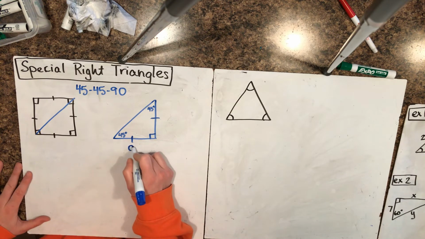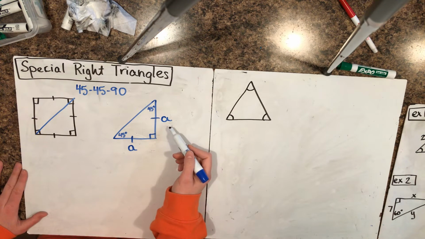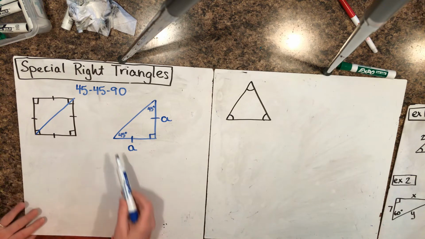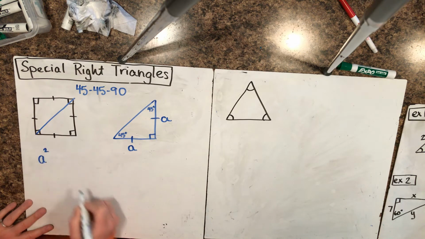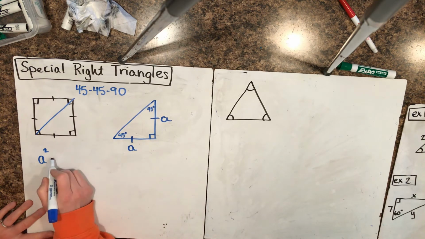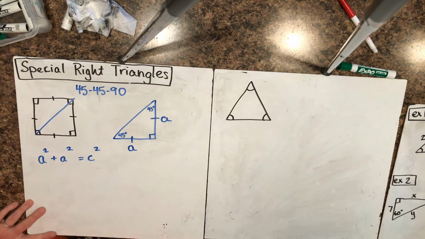Okay, and again, we said we know that these two sides are the same. I'm actually going to call them A and A. You can call them anything you want. But I want to know, what is this third side? Okay, well, it's a right triangle, so I can use the Pythagorean theorem. Usually I'd say a squared plus b squared equals c squared, but these are the same. So I'm going to say a squared plus a squared equals c squared.